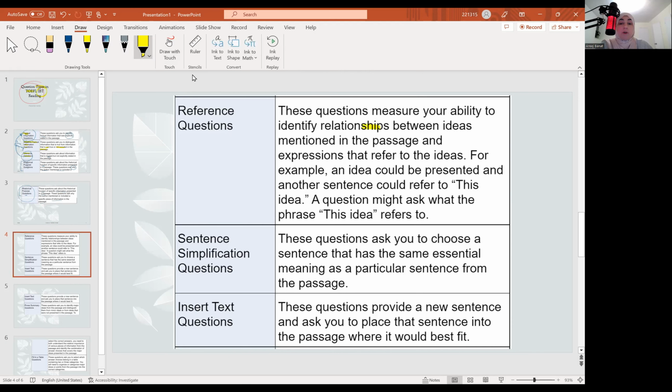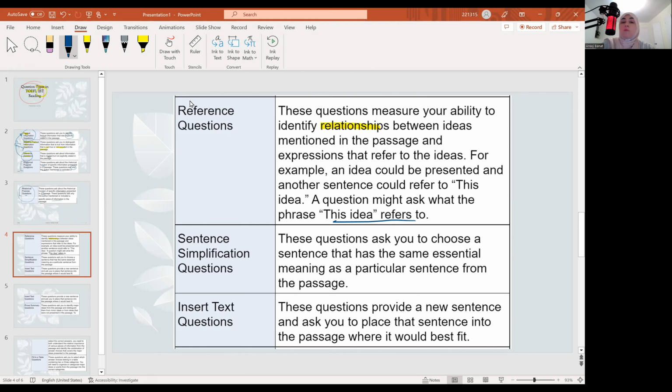So I'm going to find a relationship between two ideas, for example, or more, and expressions that refer to the ideas. So here they're giving you an example. An idea could be presented, and another sentence could refer to this idea. A question might ask what the phrase or this idea refers to.